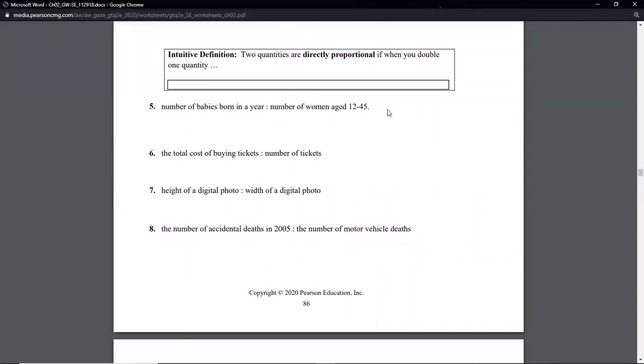Question five, pretty self-explanatory. Question six, think about these tickets are all going to cost the same price. So you're going to the movie theater and it's matinee time, and they don't care whether you're a senior, college, whatever, everybody pays one price. So think about that scenario. Height of a photo versus width of a photo.